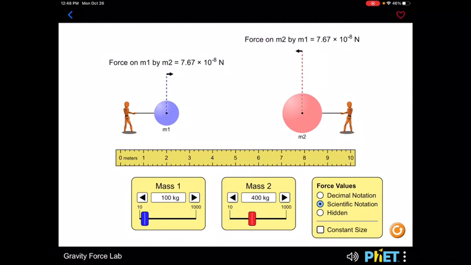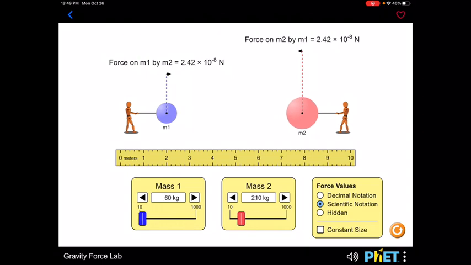Now we get to look at our data table to figure out what the masses need to be. So mass 1 looks like, starting out, I need to set it at 60 kilograms. There we go. And then mass 2, we're starting pretty low at 100 kilograms. So we need to change that right now. All right, so what we see is 1.15 times 10 to the negative 8th.